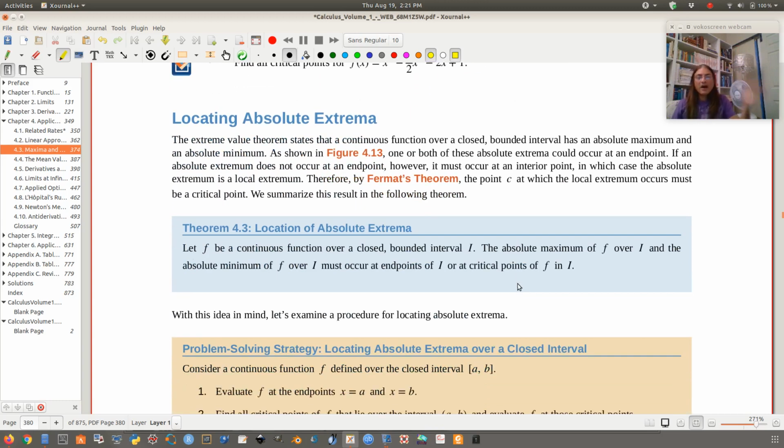Now, derivatives are giving us local extrema. What about absolute extrema? We're given a function, how do we find the absolute maxima? So now, let f be a continuous function over a closed bounded interval, then the absolute maximum and the minimum will occur at endpoints of I or at a critical point of f in I. It has to be differentiable, of course, because critical points means a point where it's differentiable. So there's a slight typo in this theorem.